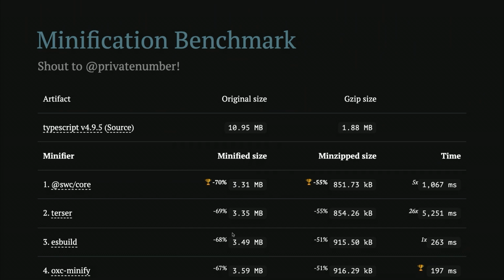And this is a minification benchmark. Shout out to privatenumber. I don't know where he is. He set up this benchmark where he compares all the minifiers. I selected SWC, Terser, esbuild, and OXC minify. At present, it's fastest at 197 milliseconds, but it's also compressed the worst. But we will improve. I hope I can achieve better than SWC by next year.